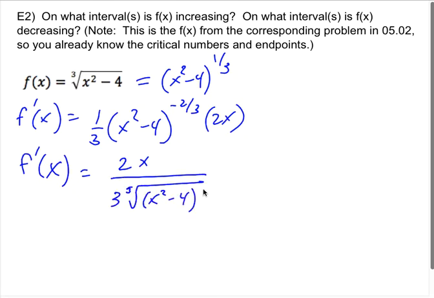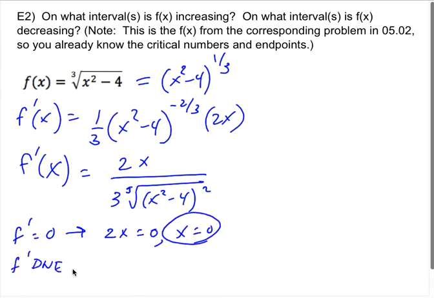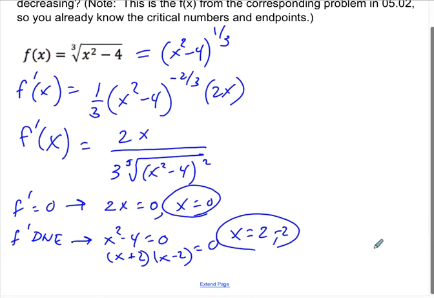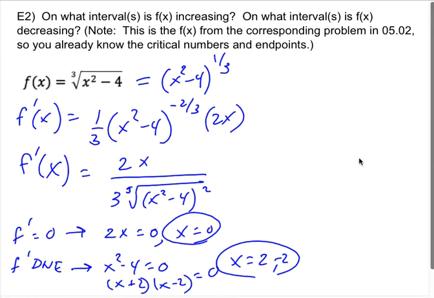was that my critical numbers, when f prime is 0, that was only when 2x was 0, so at x equals 0, right? My f prime did not exist, if you recall, when x squared minus 4 was 0, which is the same as positive and negative 2, so x equals 2 and negative 2, right? And then we don't have any endpoints, so there are no ends. There were none given. So my sign chart's going to have to include 0, 2, and negative 2.